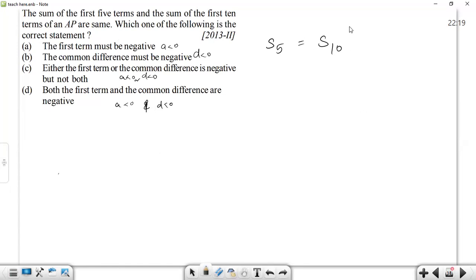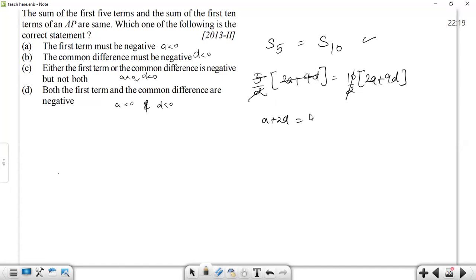Let's see first what we have. Let's solve this. So the sum of five terms, the formula for this is 5 by 2, basically n by 2 into 2a plus n minus 1 into d. n minus 1, so 5 minus 1 into d, that becomes 4d. This equals 10 by 2 into 2a plus 9d. Now 5 cancels 5, and this becomes a plus 2d on the left hand side, and 2a plus 9d on the right hand side.